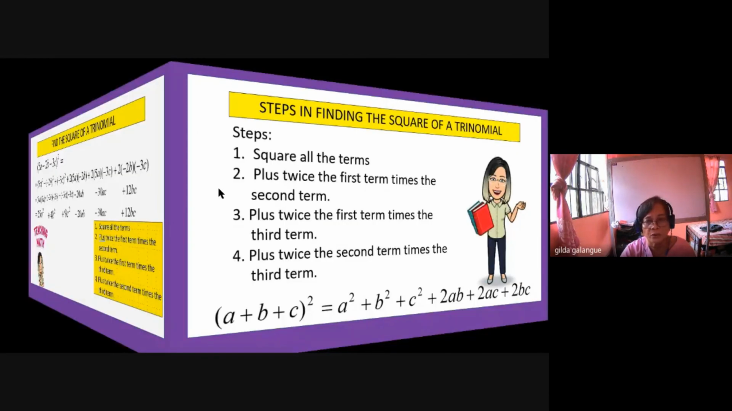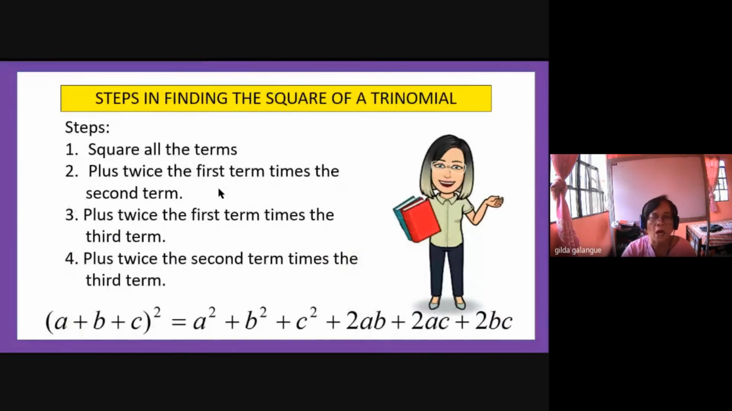So now, do not forget. How do we find the square of a trinomial? In order to find the square of a trinomial, we need to follow the steps. Square all the terms, plus twice the first term times the second term, plus twice the first term times the third term, plus twice the second term times the third term. That is a squared plus b squared plus c squared plus 2ab plus 2ac plus 2bc.